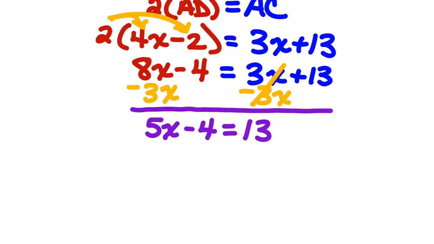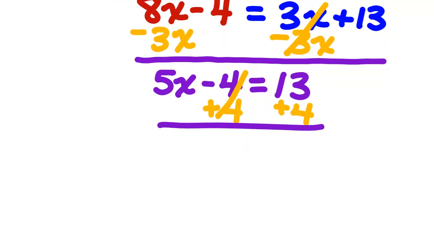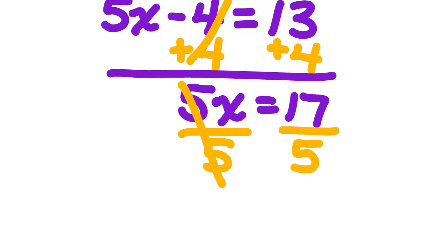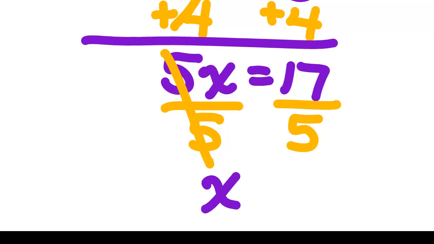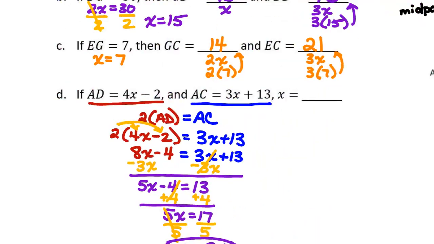What should I do next? Add 4 to both sides. So I get 5x equals 17. And then what? And then divide both sides by 5. Do we get a whole number? Nope. Is the decimal reasonably okay? What is 17 divided by 5? 3.4. So x is 3.4.